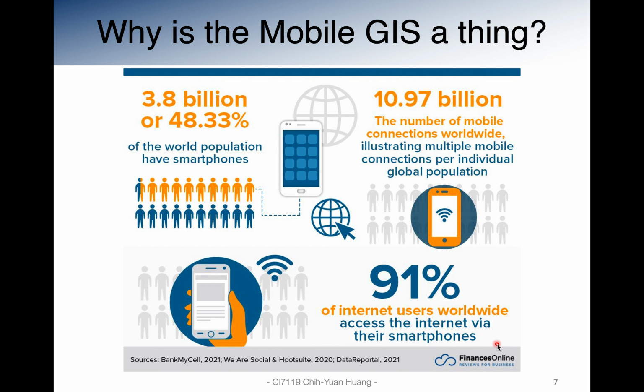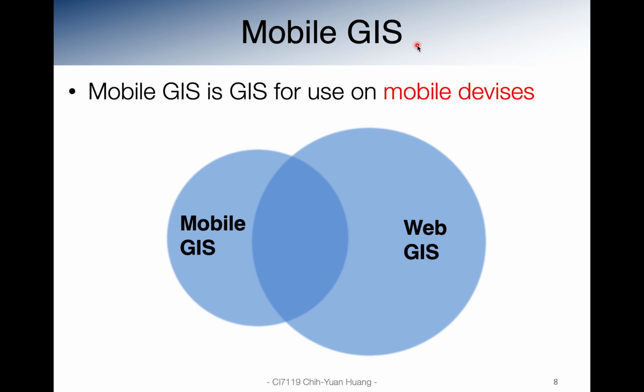So with those smartphones, that is a very important medium for us to develop the mobile GIS. So what exactly is the mobile GIS? Basically, mobile GIS is GIS for use on mobile devices. This is a very simple and straightforward definition of what mobile GIS is. So mobile GIS is a type of GIS, but it is used on mobile devices.